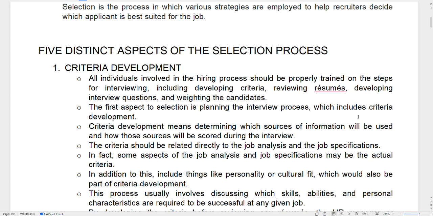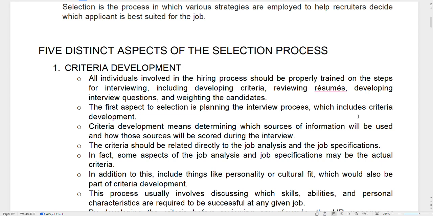It is possible. In addition to this, things like personality and cultural fit would also be part of the criteria development. Why is personality included? In any job, guys, believe it or not, personality is a must. Sometimes, you may not be the brightest, but you do have the very best personality for the job. Right? There are people who are not that skilled, but their personality is great. They can blend with anyone. Right?